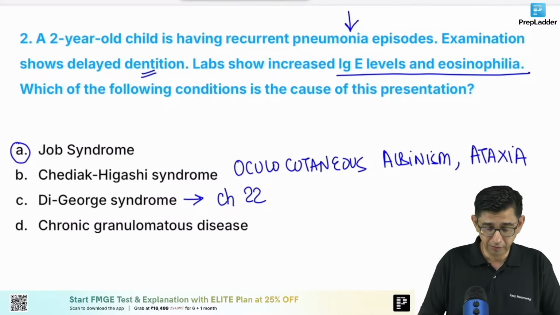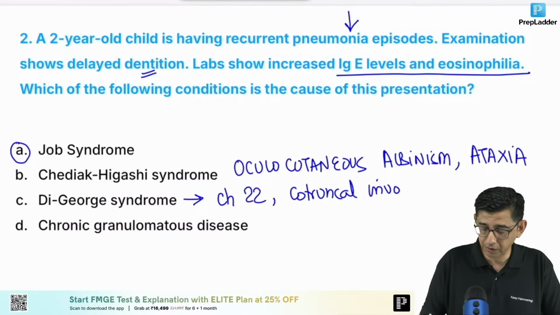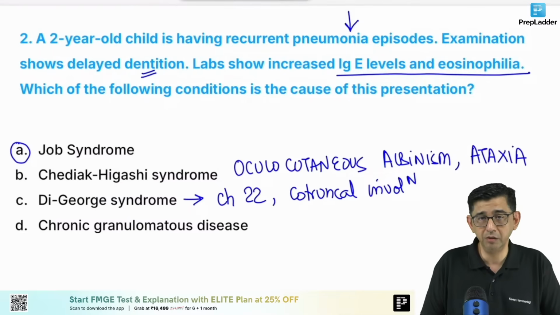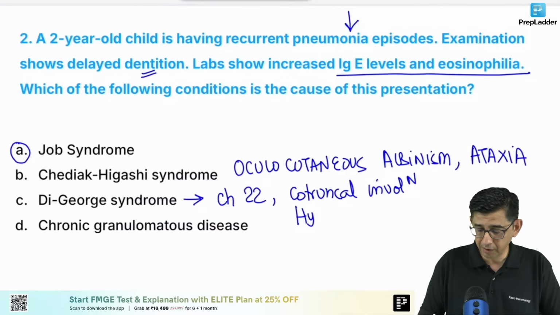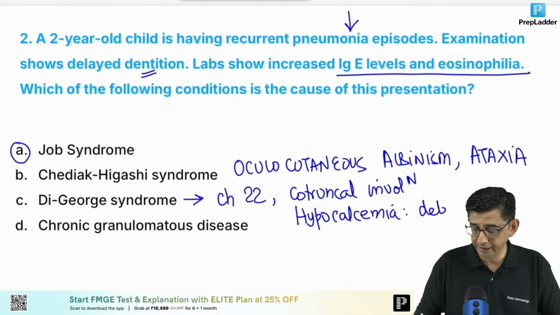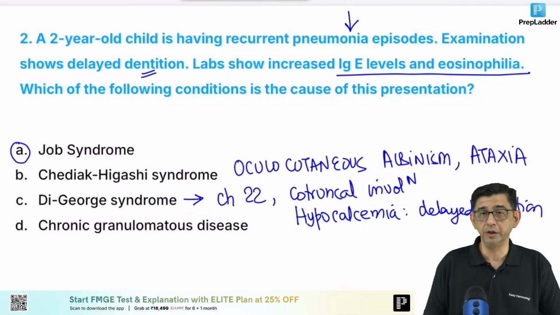And in this condition, we get a couple of manifestations, like cardiac involvement. Most of the time the question on DiGeorge syndrome could be talking not only about infections, but even conotruncal cardiac defects can be present in this patient. Along with this, because the parathyroid gland will not be developing properly, there can be hypocalcemia that can explain the development of delayed dentition even in this case. So if you read this question carefully, in the first line, recurrent pneumonia episodes and delayed dentition, the answer could have been DiGeorge also. But DiGeorge syndrome will not be having increased levels of immunoglobulin E and eosinophilia.